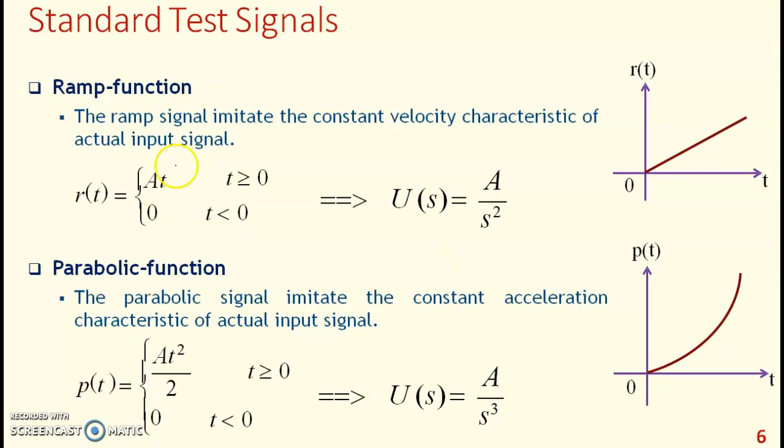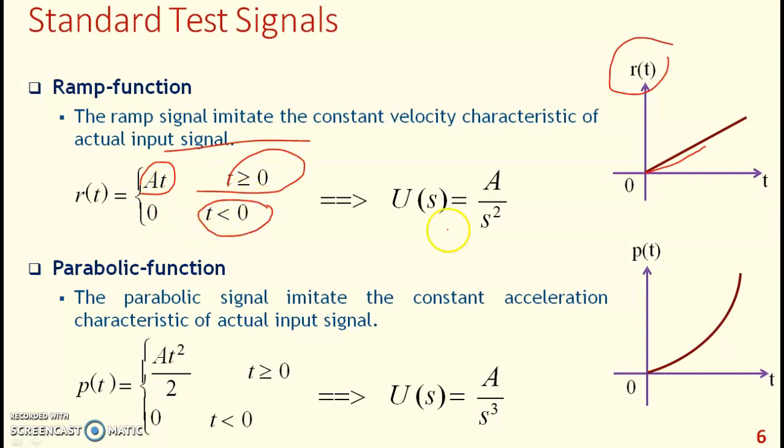The next kind of signal is the ramp signal, which is a constant velocity characteristic of the actual input signal. This is the graph of the ramp signal. R of t is the representation of the ramp signal with respect to t. The ramp signal is A into t, where A is the constant and t is the time varying part, so it varies with respect to time. For t greater than 0, its magnitude is At, and if t is less than 0, its magnitude is 0.